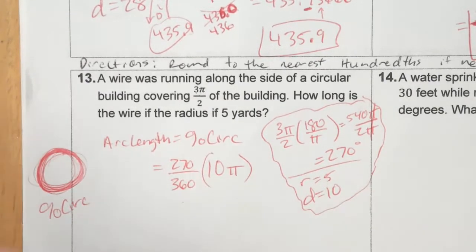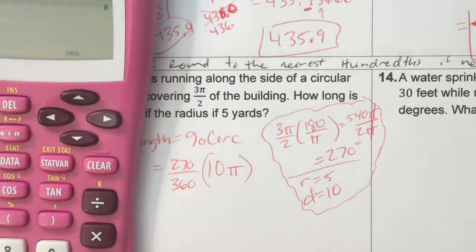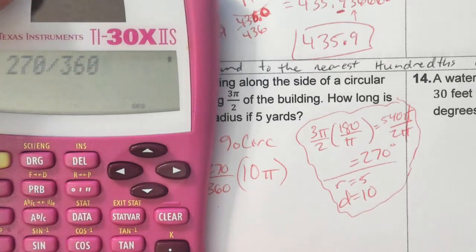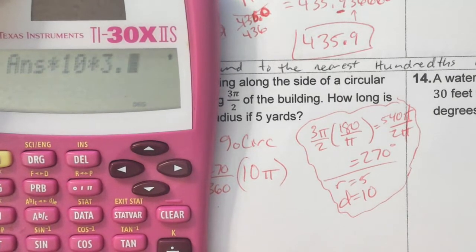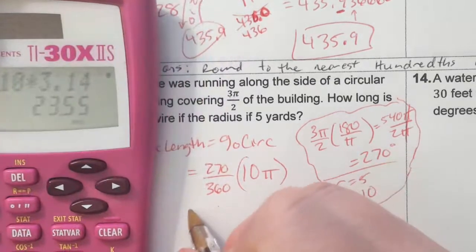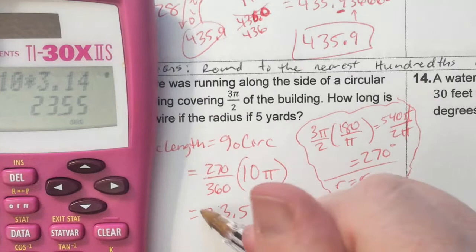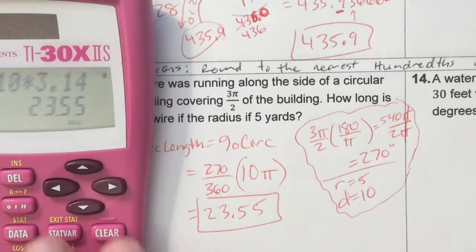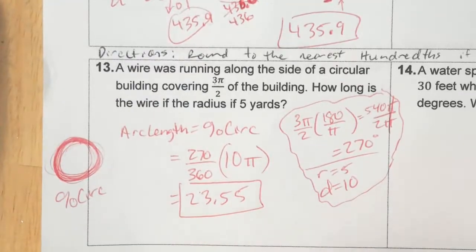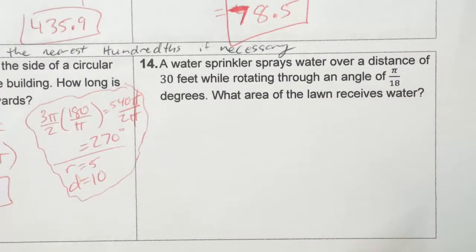All right, just type it in the calculator, right? So 270 divided by 360. Okay, boom. And then multiply by 10, multiply by 3.14. We pop out with 23.55. They said to round to the nearest hundredth, which we're already at. So there's our answer, 23.55. Excellent. And number 14.